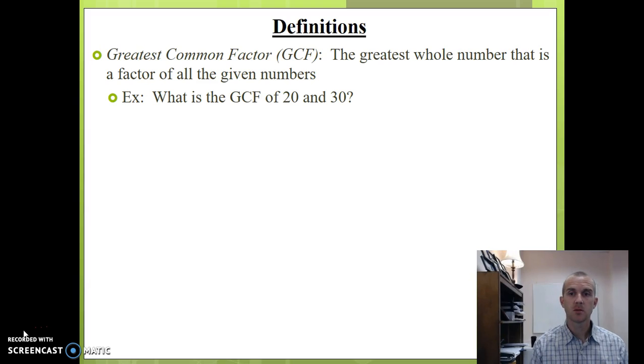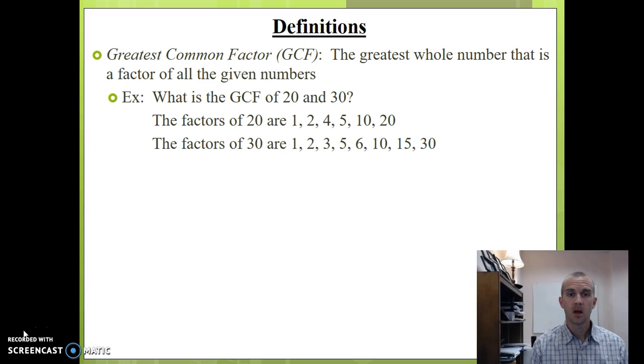First thing I'm going to do is list all the factors of 20 and 30. Now, if we look, we're looking for a common factor. I see I've got 1, 2, 5, and 10 in common, but we want the greatest, and the greatest is 10. So we say the GCF is 10.